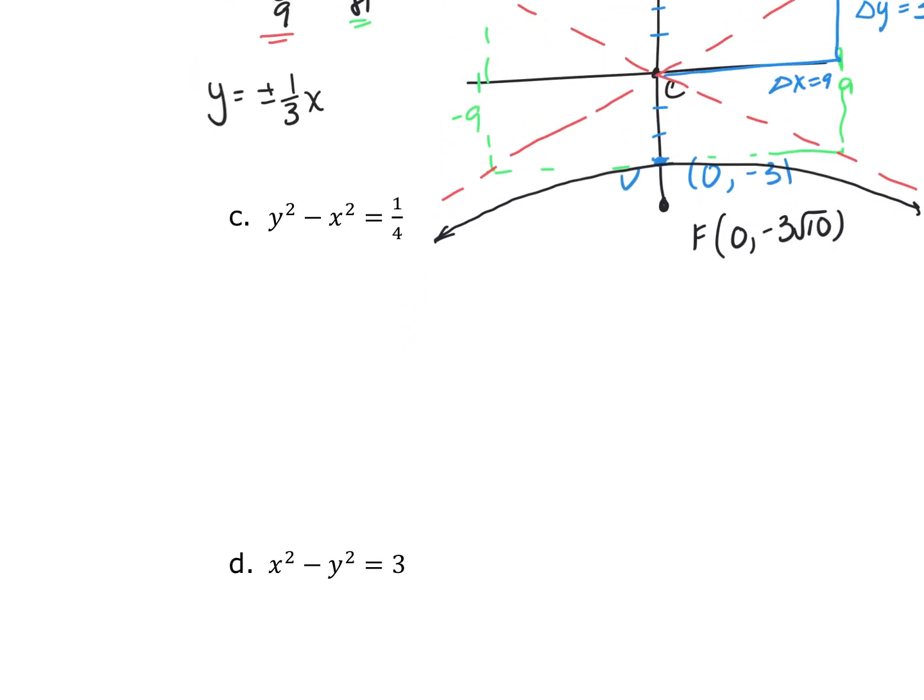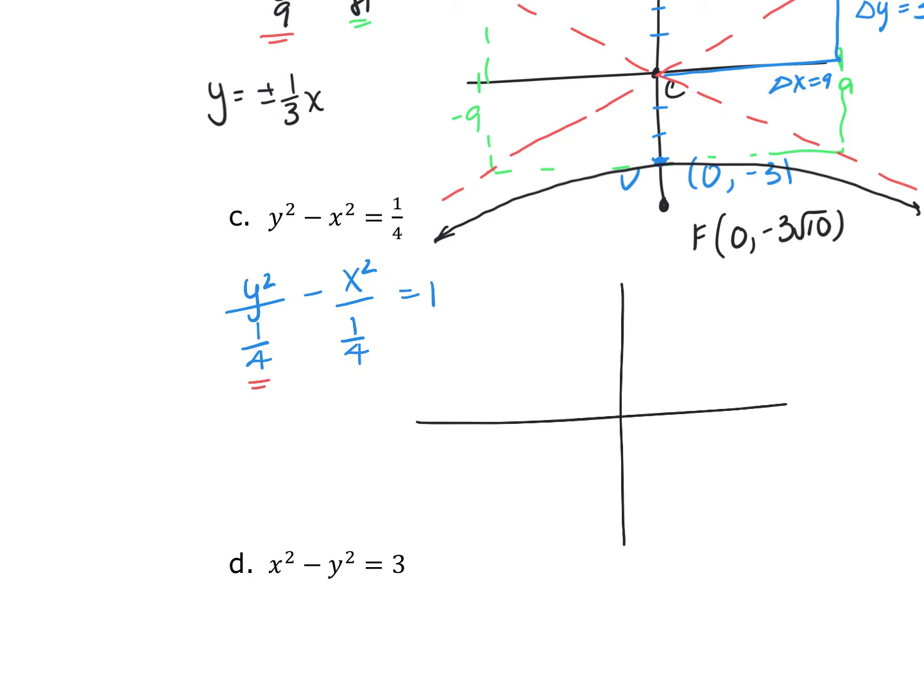My next one, I'm going to go ahead and divide by 1/4. So I have y squared divided by 1/4 minus x squared divided by 1/4 is equal to 1, and I'm going to leave it just like that. Now, what I know is that the y is positive. So when I go to draw this, my transverse axis is in the y. And I know from the center, I'm going to go the square root of 1/4, which is 1/2. So here's my vertex, it is (0, 1/2). And I come down here and I have my other vertex, which is (0, negative 1/2).